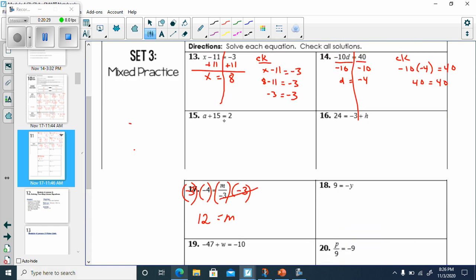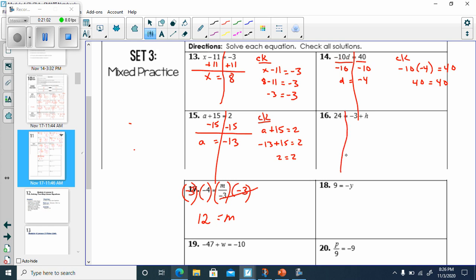How about here? A plus 15 is equal to 2. The opposite of adding 15 is to subtract 15 from both sides. So A is equal to negative 13. Let's check this. A plus 15 equals 2. Is negative 13 plus 15 equal to 2? Yes, it is. Okay, so that's checked. That means the solution for A is negative 13.